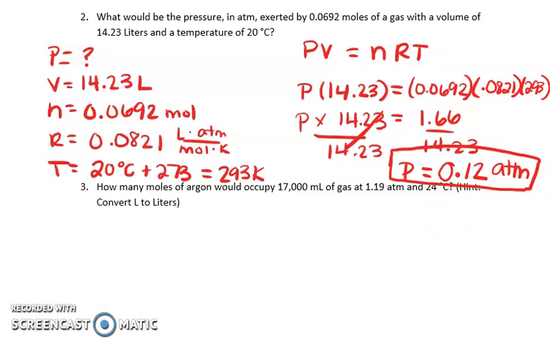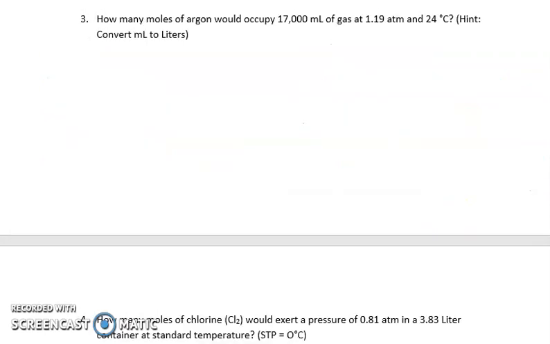Moving on to question 3. Number 3 tells us how many moles of argon would occupy 17,000 milliliters of gas at 1.19 atmospheres and 24 degrees Celsius. We do have a hint here. We need to convert our milliliters to liters. But I'm going to go ahead and write out all of our variables first.